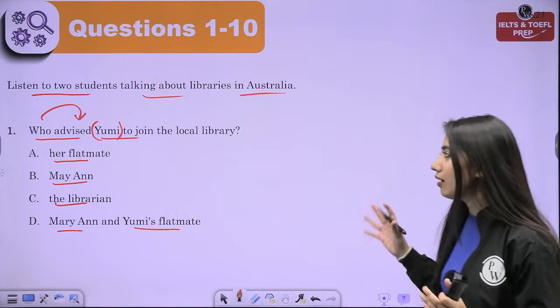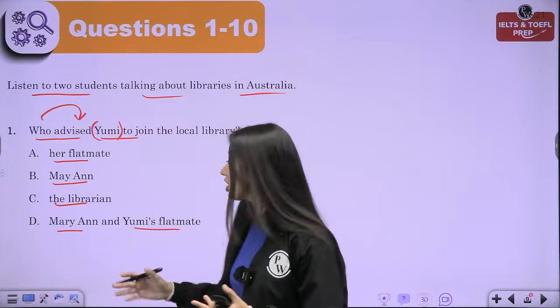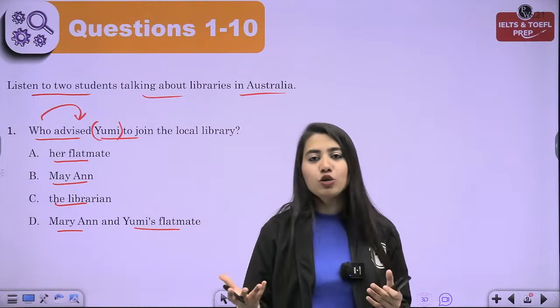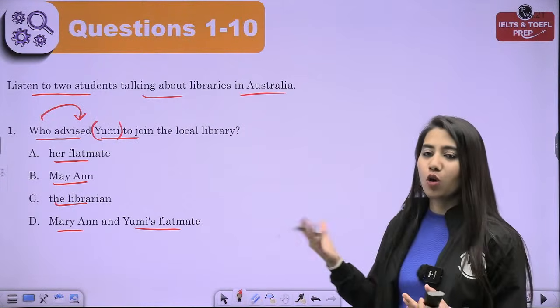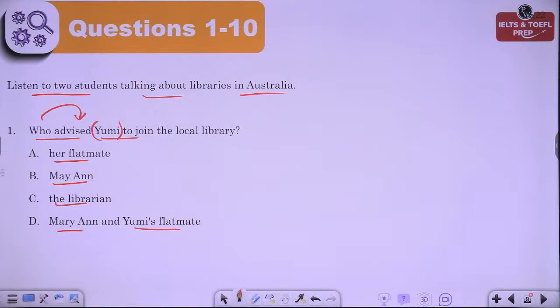Yes, it should be her flatmate, Marianne, the librarian, or both, which is Marianne and Yumi's flatmate. So, who was suggesting her to join the library according to the audio? Okay, I'm getting answers. What about others? I want everyone to answer. All those who are practicing should answer no matter what. It's okay. What can happen? Your answer can go wrong, right?